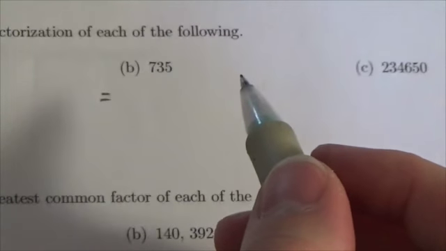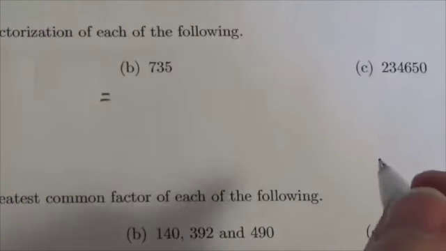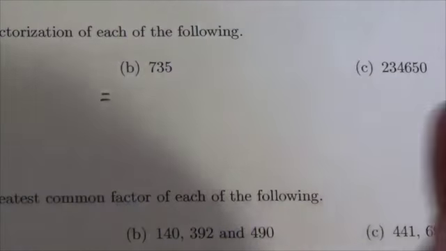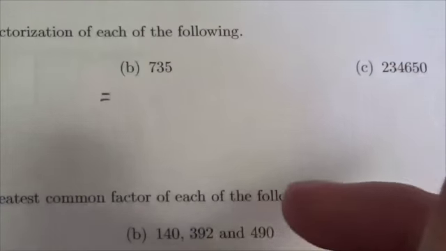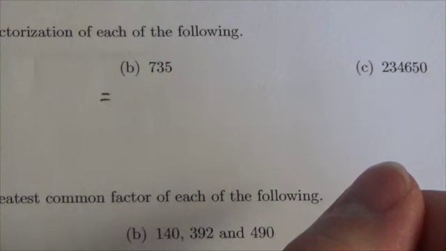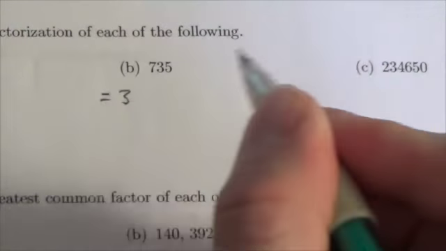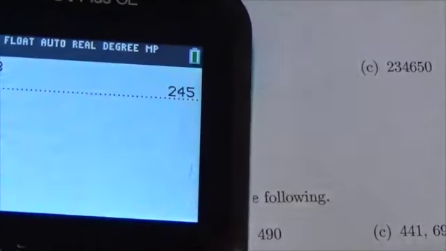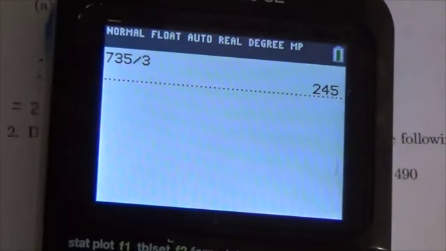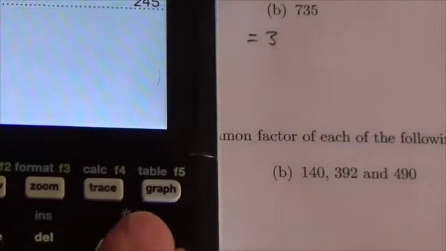Is 735 divisible by 2? The answer is no. I get 67.5. So the 0.5, no. So now I just increase what I divide by. I'm going to divide by 3. Can I do that? Yes, I can. In fact, I'll show you on my calculator. I should probably let you see this here. So I've got 735 divided by 3 is 245. So I know that it's divisible by at least 1 3.